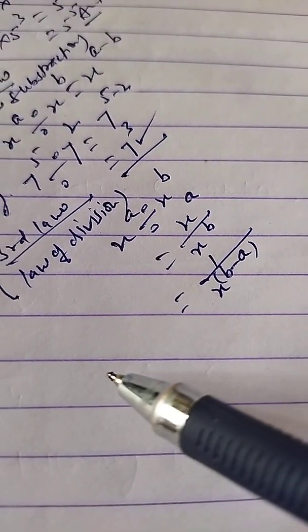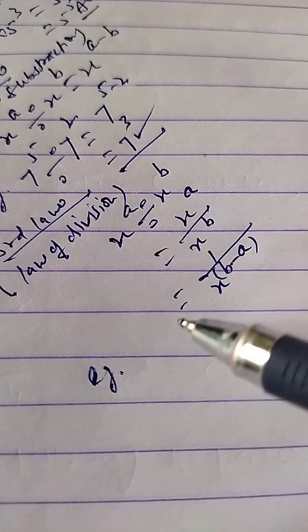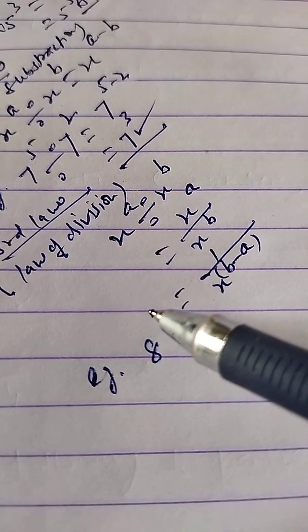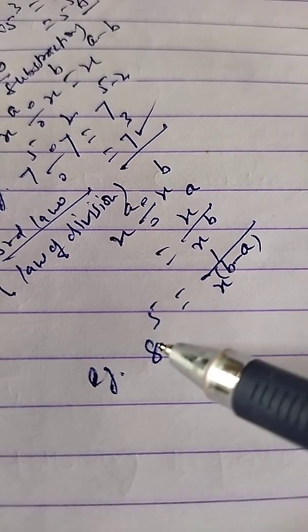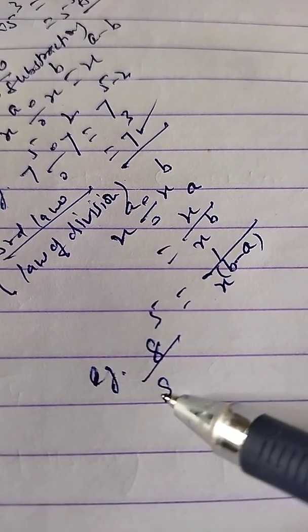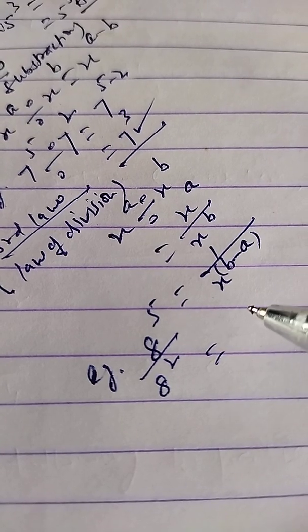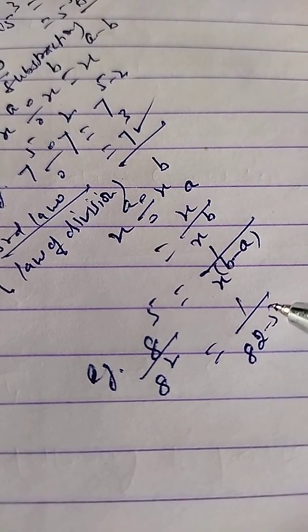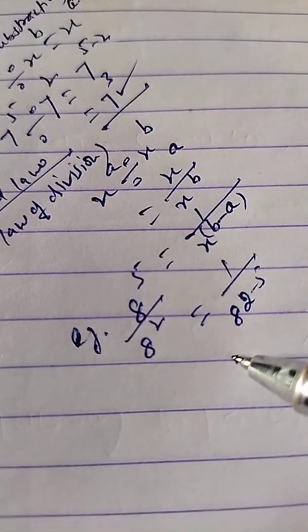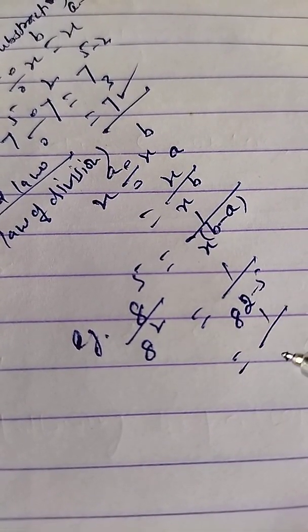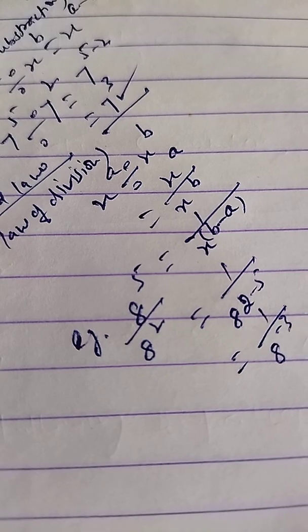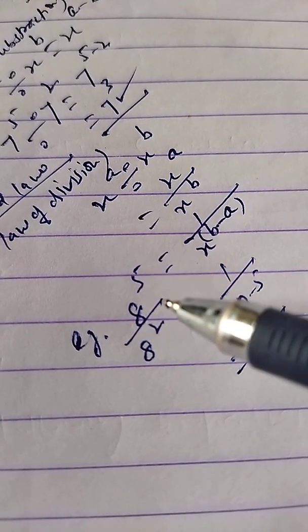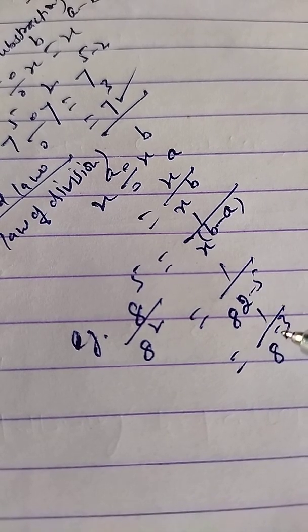So for example, suppose I am writing here 8 raised to the power 5 divided by 8 raised to the power 2. So I can express it as 1 upon 8 raised to the power 2 minus 5. So I can say 1 upon 8 raised to the power minus 3 also. So this will be the answer. 2 minus 5, my numerator is there 1.